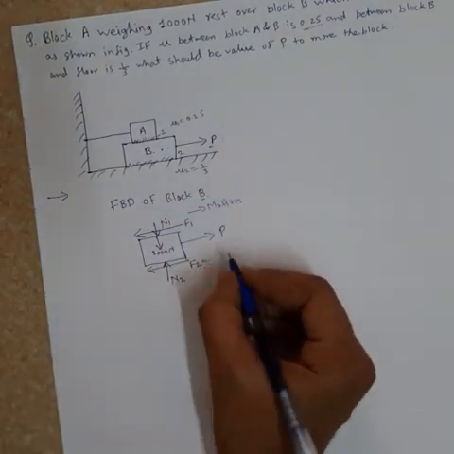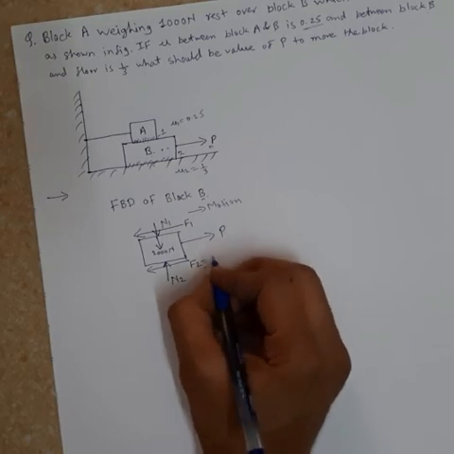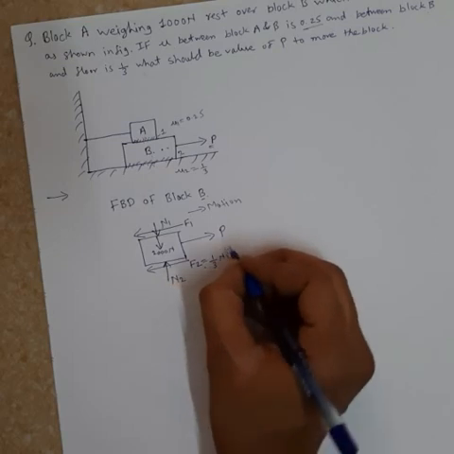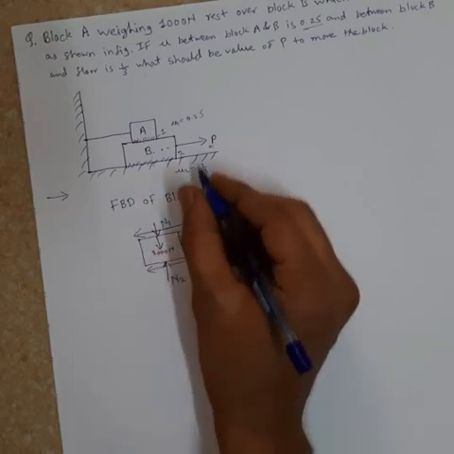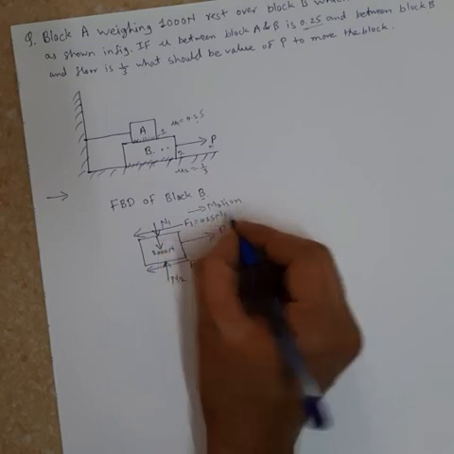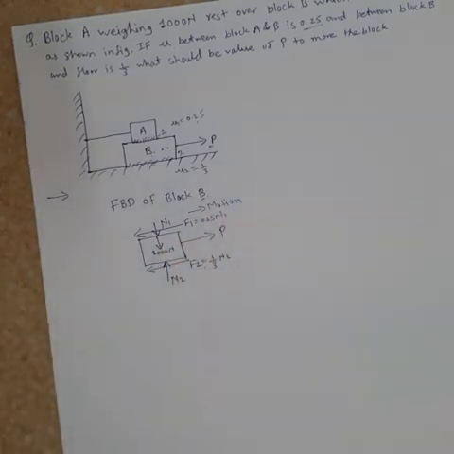So again we can write F is equal to mu into N. So here F2 will be 1 by 3 into N2, whereas for F1, mu for surface 1 is 0.25, so it is 0.25 into N1. So that will be the free body diagram of block B.